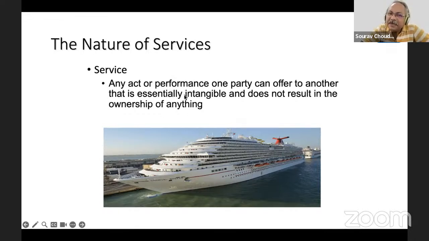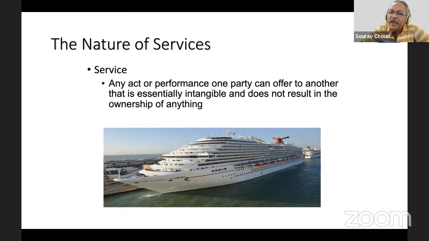Okay. So similarly, service is intangible and does not result in the ownership of anything. Correct. So आप एक flight में जा रहे हो, you're flying from one place or you are going by ship from one place to another, they have given you that service of transporting you from one place to another. And of course, they have not transferred the ownership of that ship or the flight to you.